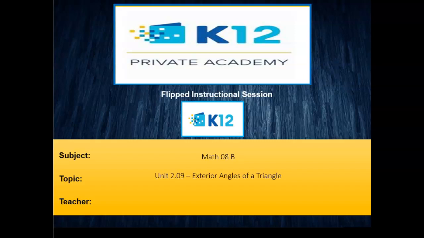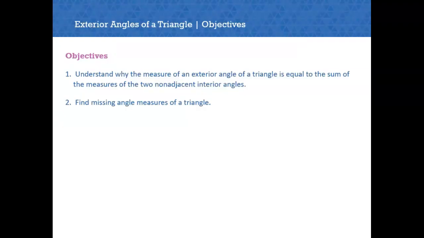Hi, welcome to the flipped instructional session for Math 08B for Unit 209, Exterior Angles of a Triangle. Our objectives today are to understand why the measure of an exterior angle of a triangle is equal to the sum of the measures of the two non-adjacent interior angles, and to find the missing angle measures of a triangle.